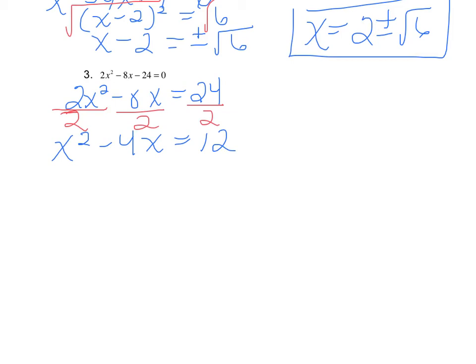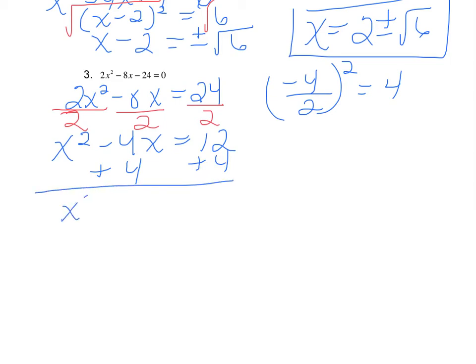So now I have a brand new equation to work with. My c value is to the other side, and my a value is now a 1. So now I'm ready to move on. I need to take my b value, so I have a new b value. It's a -4. I go off to the side, I divide it by 2 and square it, and I get a +4. I'm going to add that to both sides, and I have x squared minus 4x plus 4 equals 16.